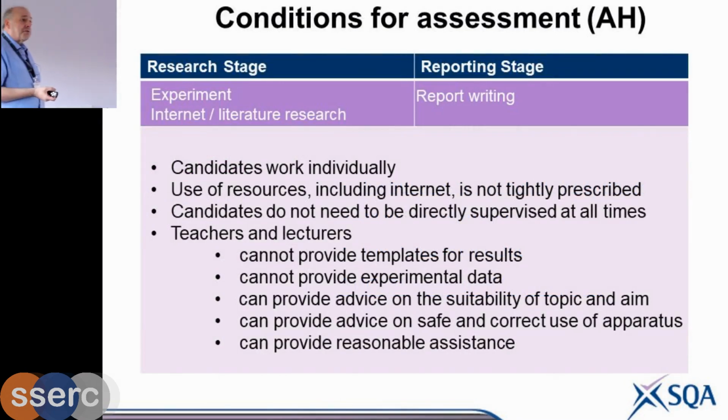But the conditions for advanced higher project are different to those for National 5 and higher, in that both the research stage and the reporting stage are done under what we call some supervision and control. So whereas in higher or National 5, when it comes to the report stage, that's basically exam conditions. For this, when they're doing the report, that's done often in their own time. A lot of candidates like to type them, what have you, which is fine.